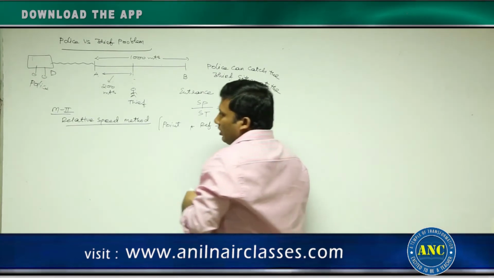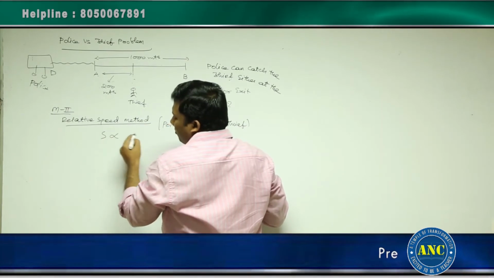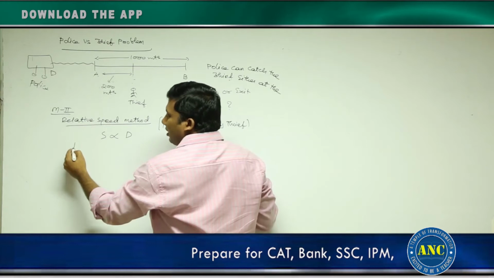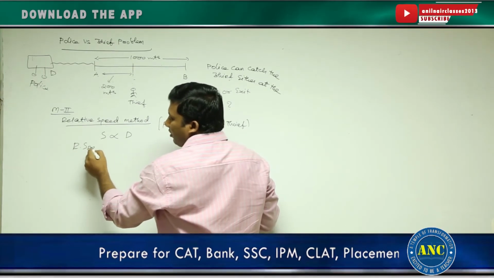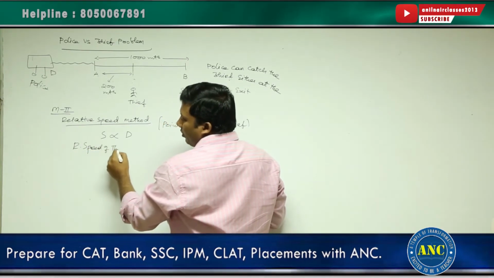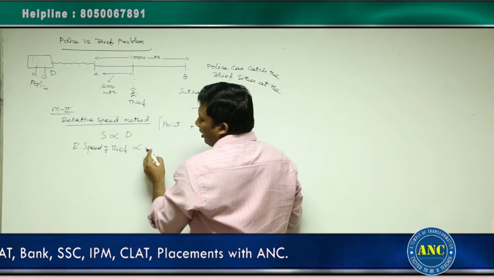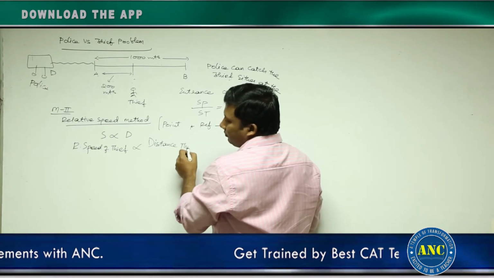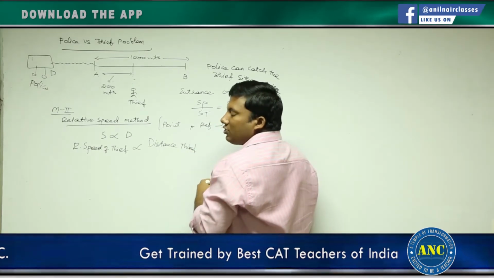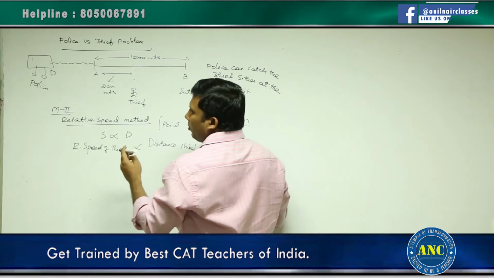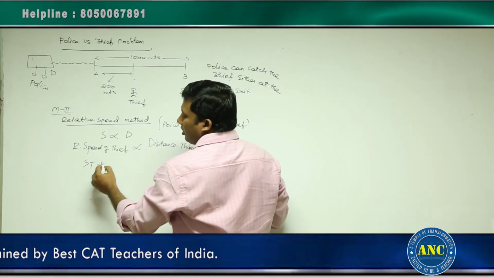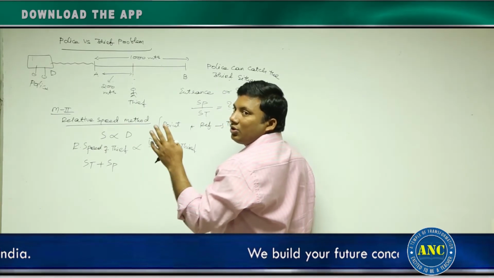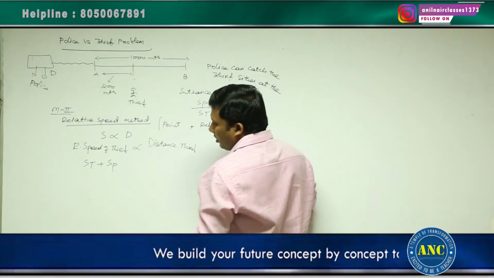So what I do is, if they both start at the same time, speed is proportional to the distance. The speed, I will use a different language. Relative speed of thief is proportional to the distance traveled by thief. What is the relative speed of thief? Suppose they both are traveling in the opposite direction, st plus sp. Proportionality, if I remove it, I will get k into d, where k is the constant, put 1.